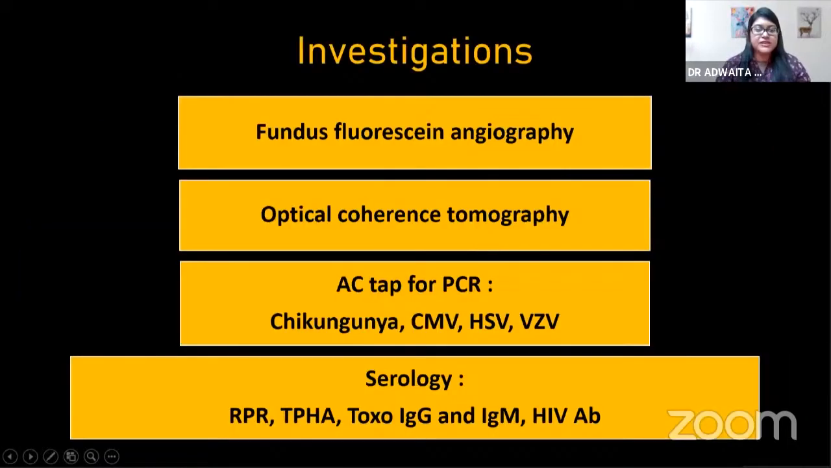So now we went ahead and ordered a few investigations, namely FFA and OCT. Aqueous tap was sent for PCR for the common viruses like chikungunya, CMV, HSV, and VZV. Serology was also sent for syphilis, toxo, and HIV.